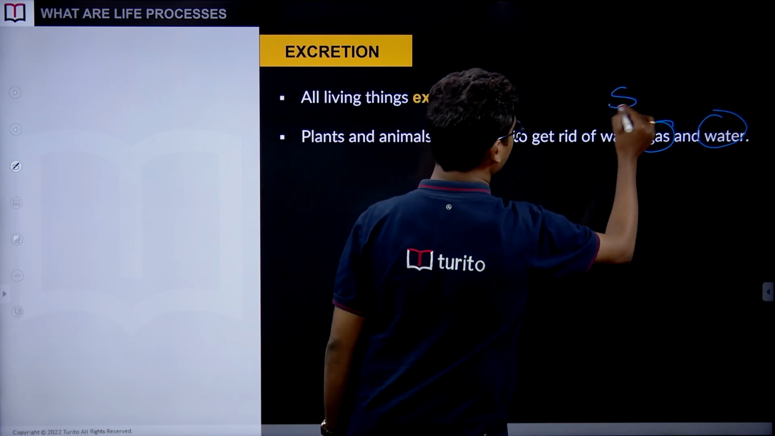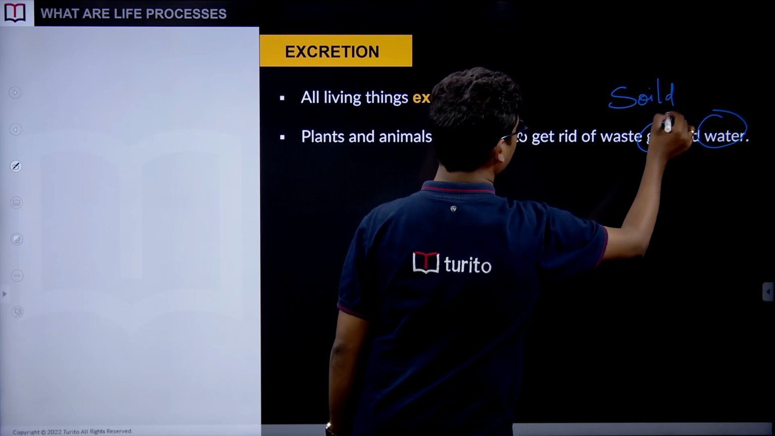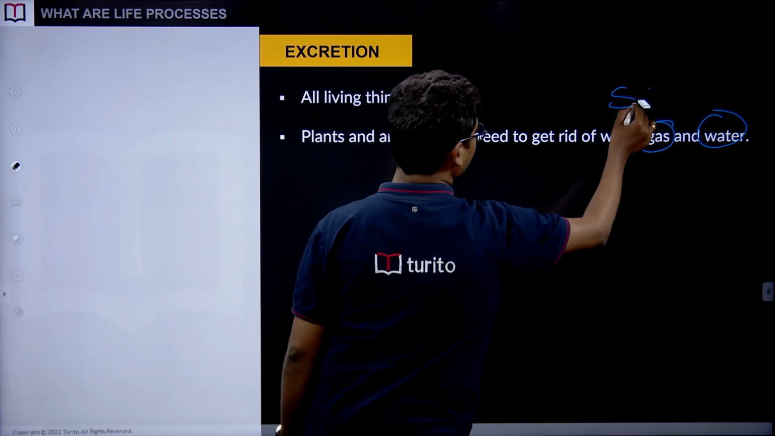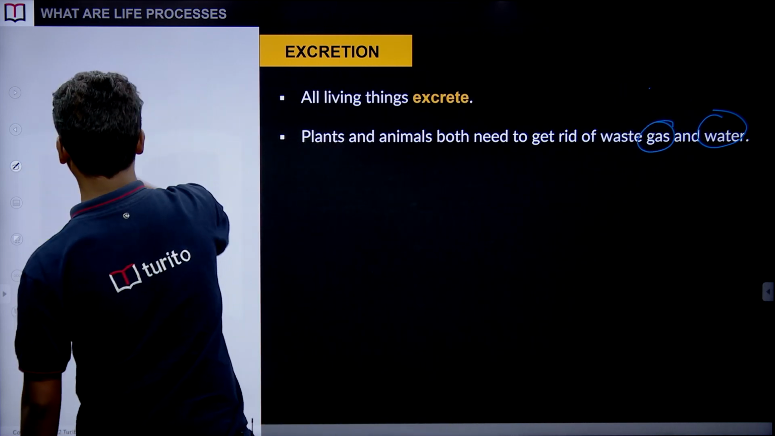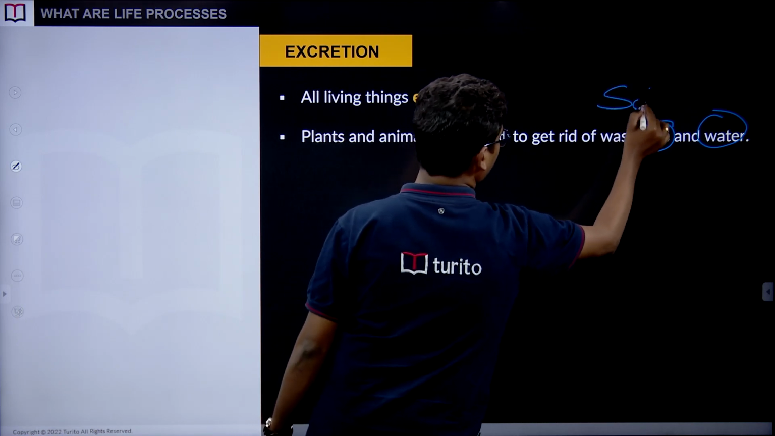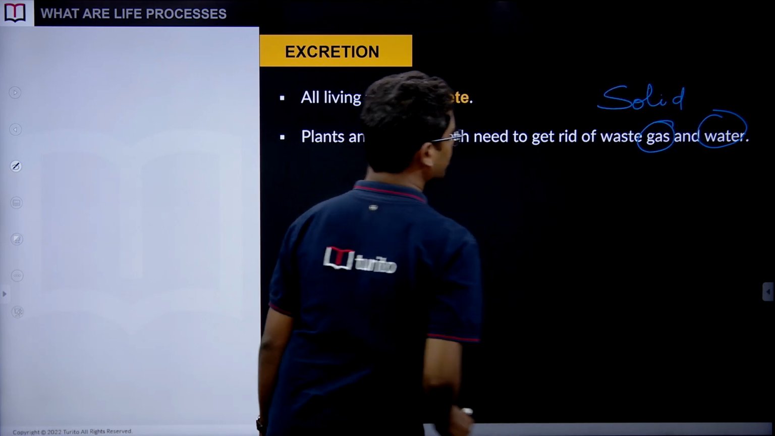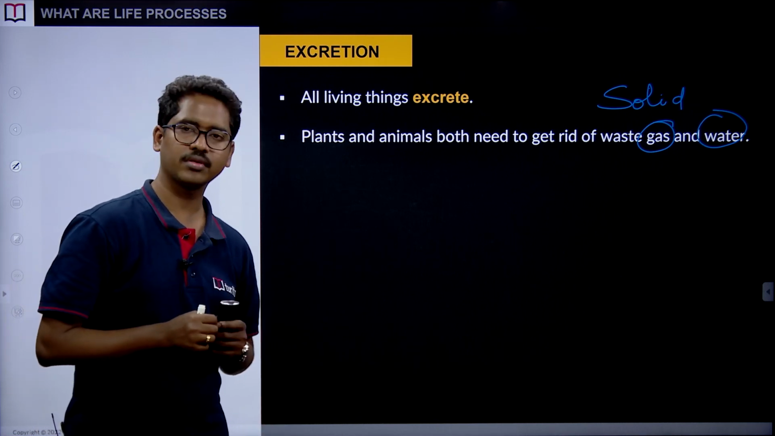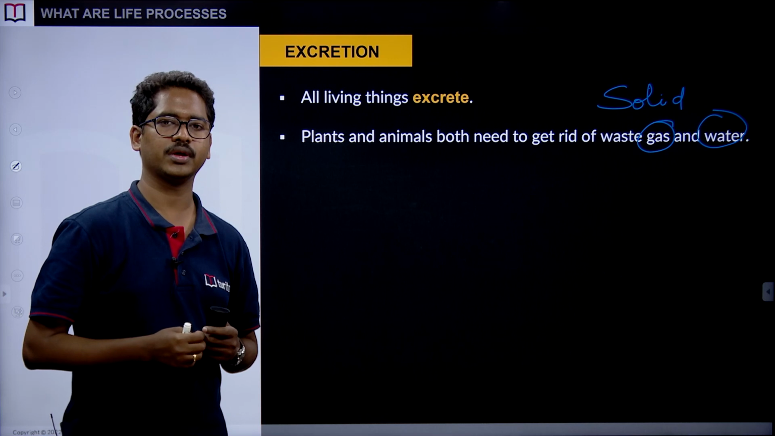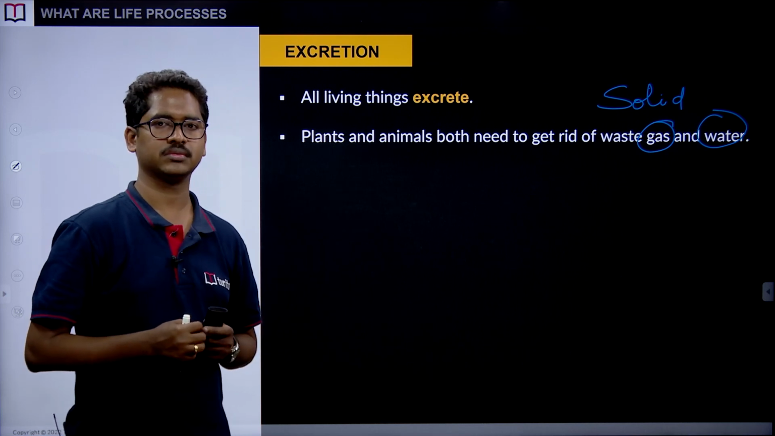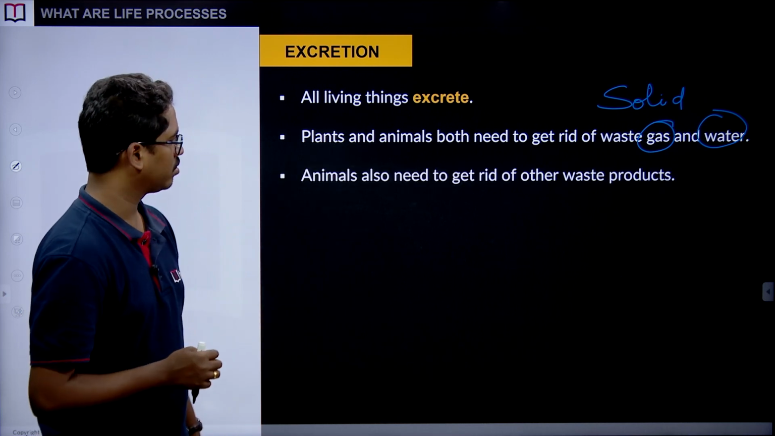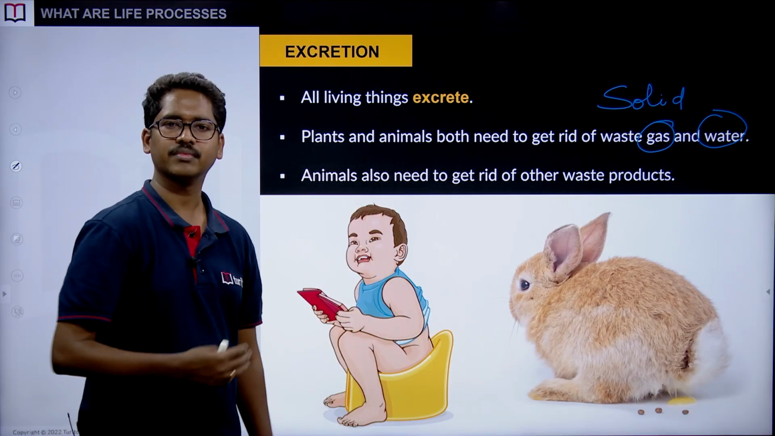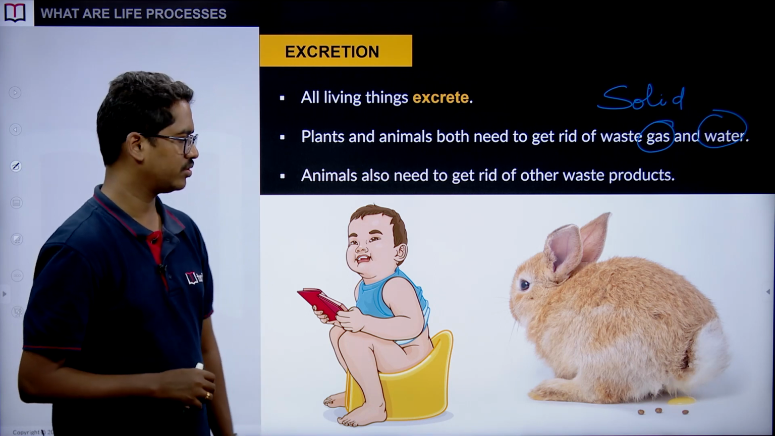solid. So three states of matter basically we read, it is solid, liquid and gas. Waste is given out from the body in all the three states of matter. Okay. So also animals need to get rid of these waste products, that's a simple thing, and the images are self-explanatory. I don't think I need to discuss that.